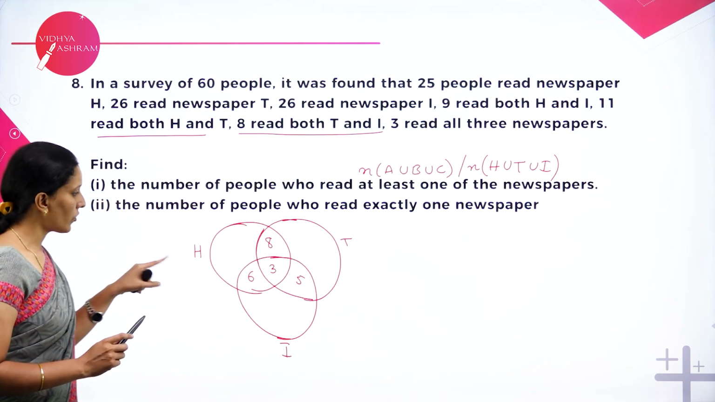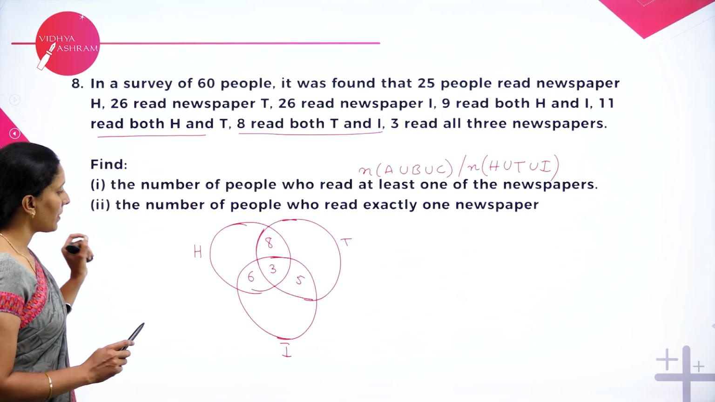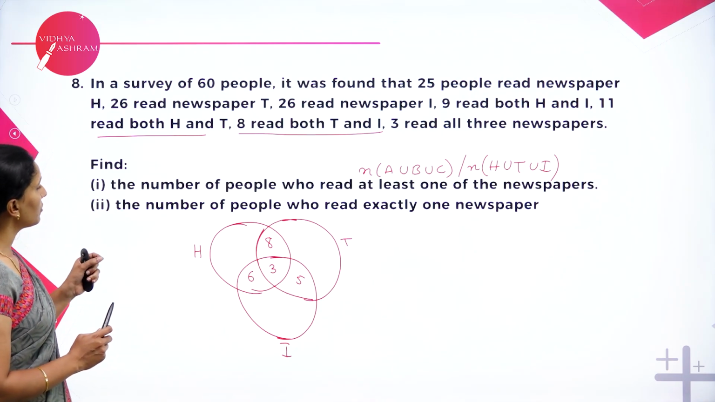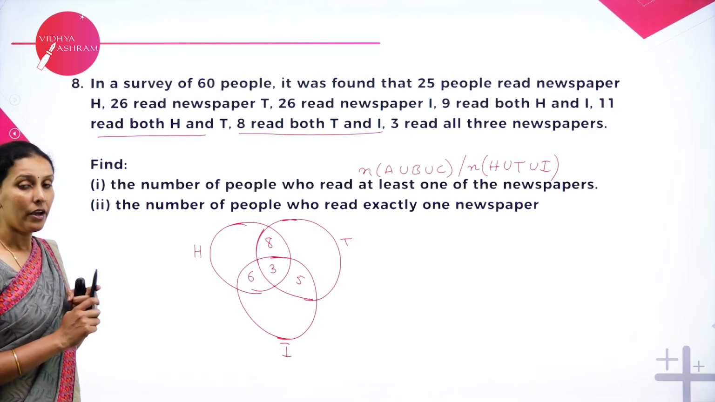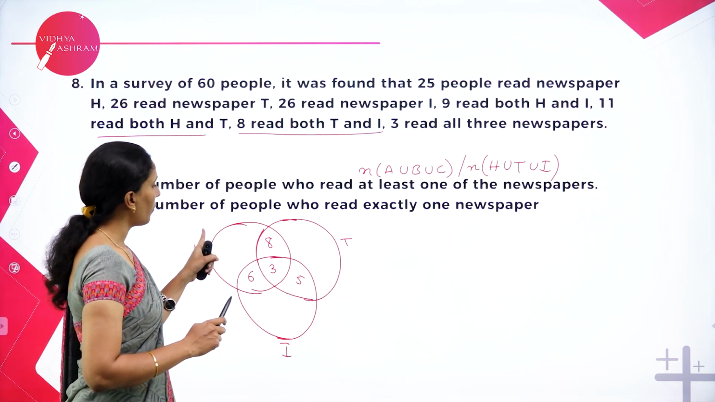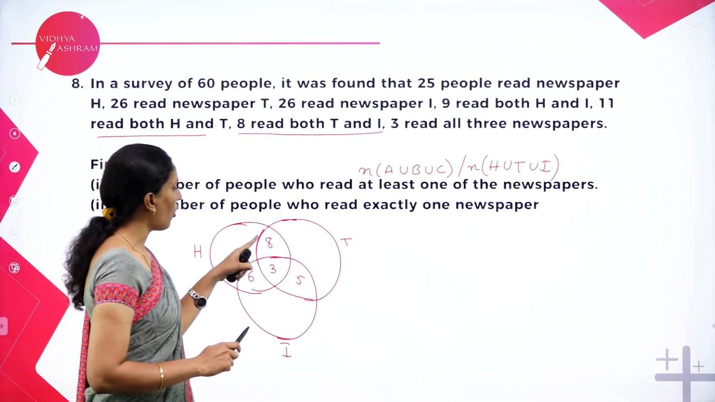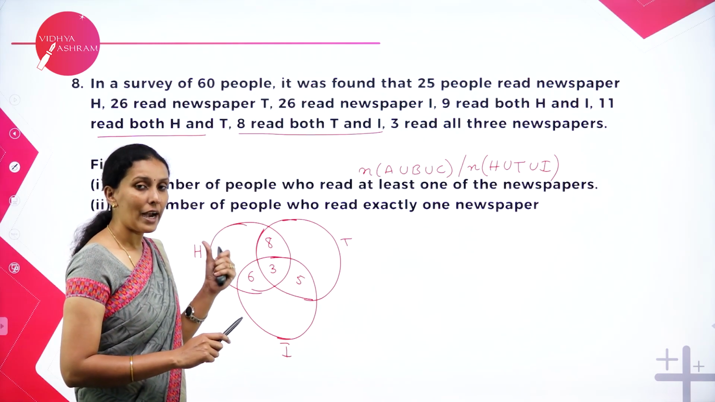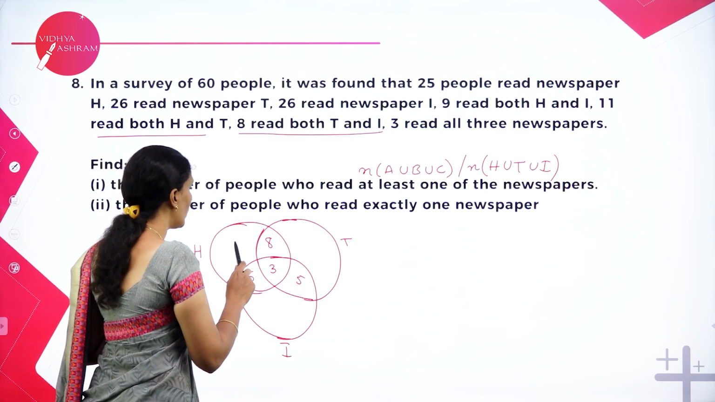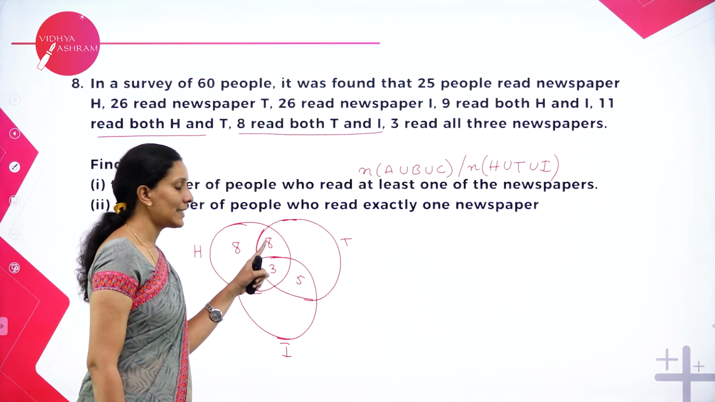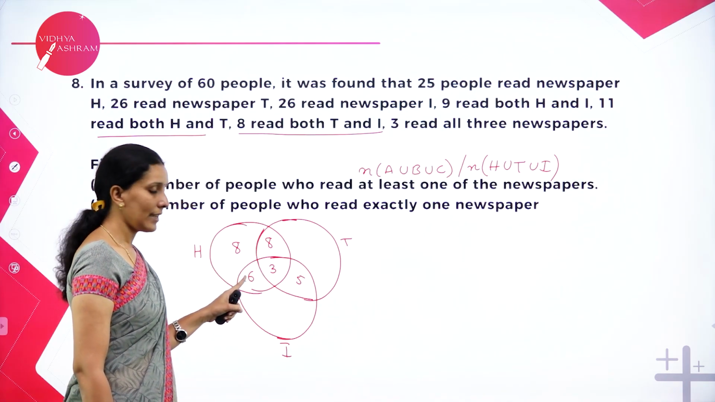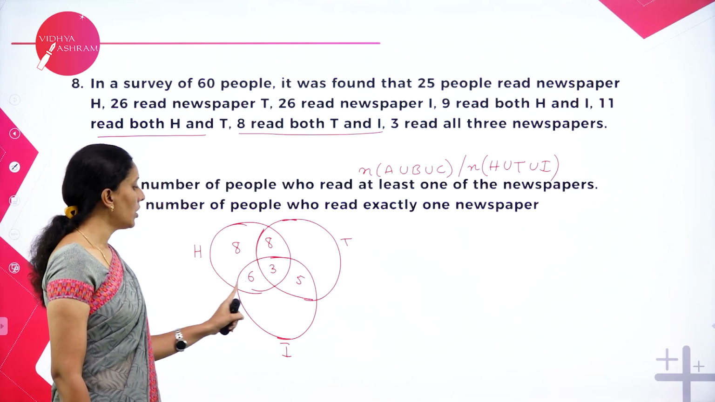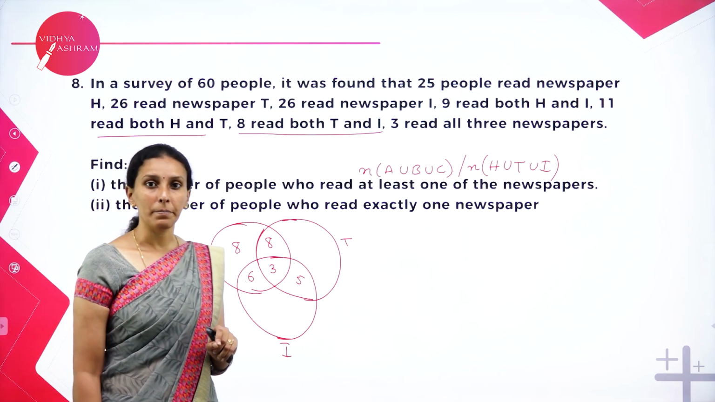Now let us write the circle with people who read only newspaper H. How many people read newspaper H? 25 people read newspaper H. But out of 25 inside the circle, we already have 17 people who read newspaper H and the remaining are only 8. So we have here 8 plus 8 is 16, 16 plus 6 is 22, 22 plus 3 is 25. Number of people who read newspaper H is 25.